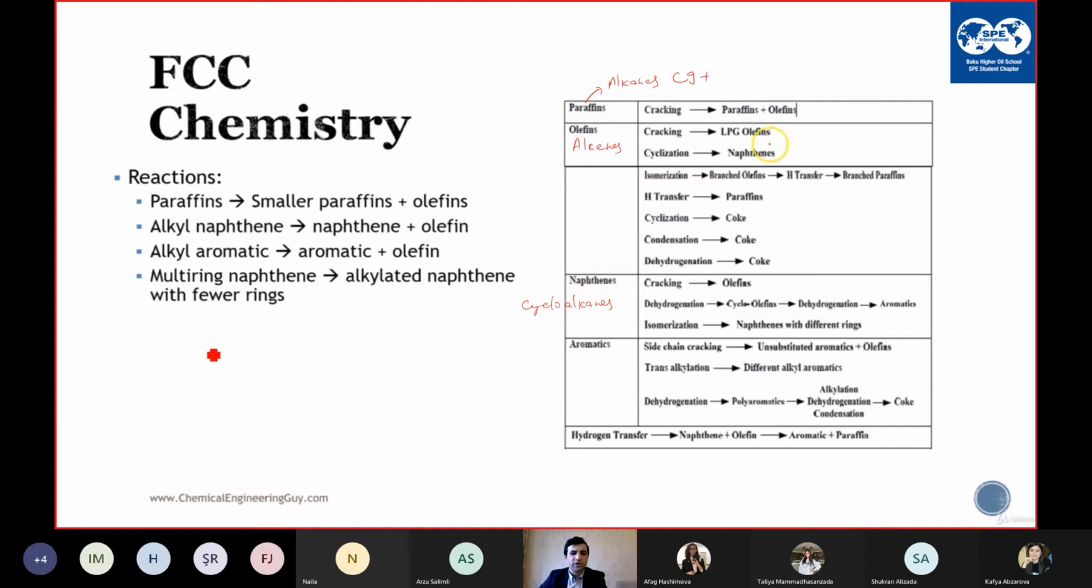One of the things that I want to add is that you might see PONA analysis for, let's say, the VGO and different products in the refinery. PONA stands for paraffin, olefin, naphthene, and aromatics. With this PONA analysis, you have the result of each type of hydrocarbon in your sample.